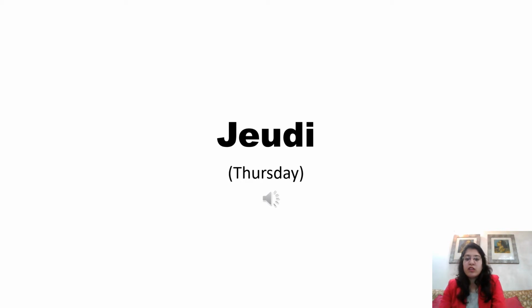Thursday is pronounced as jeudi. EU sound is pronounced as uh. So it becomes jeudi, jeudi. Now listen to the pronunciation of the native French speaker to pronounce better. Jeudi. Again. Jeudi.